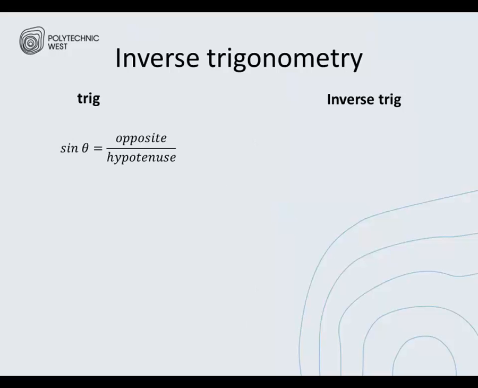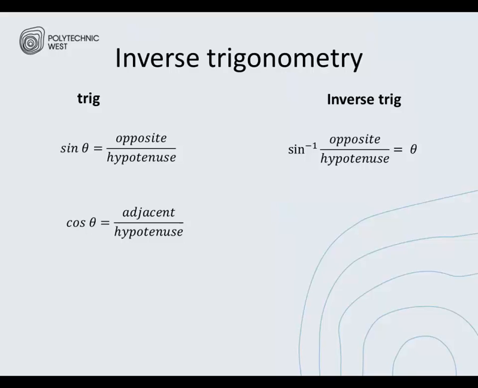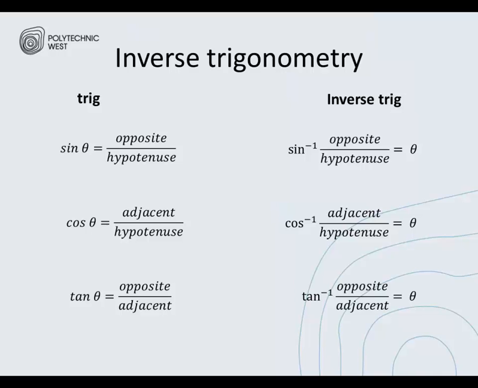Summarizing, sine theta, where theta is the angle, equals opposite over the hypotenuse. Inverse sine of opposite over the hypotenuse gives you the angle theta. Cosine theta equals adjacent over hypotenuse. Inverse cos of adjacent over hypotenuse equals the angle theta. And tan theta equals opposite over the adjacent. Inverse tan of opposite over the adjacent equals the angle theta. So inverse trig takes the ratios and gives you the angles.